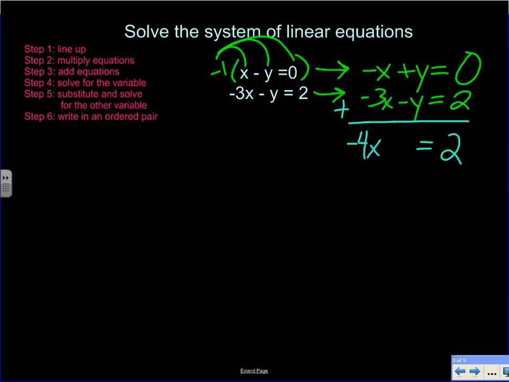How do we get x by itself? You got it. Divide by negative 4. Negative 4 divided by negative 4 crosses off. x is equal to 2 over negative 4. We know 2 and 4 reduce to become 1/2, and a positive divided by a negative will leave us with a negative. So that is where we're at.